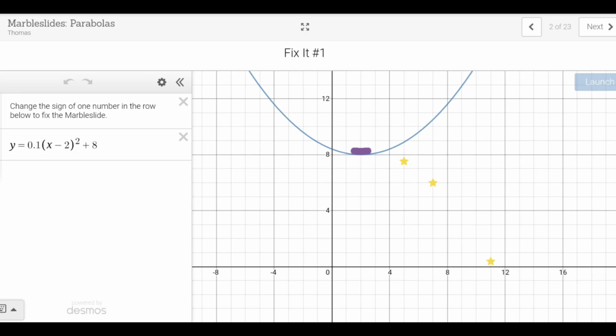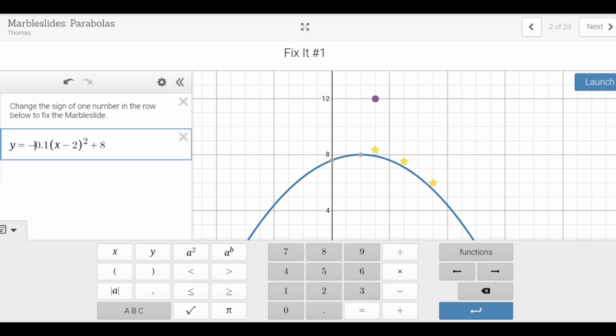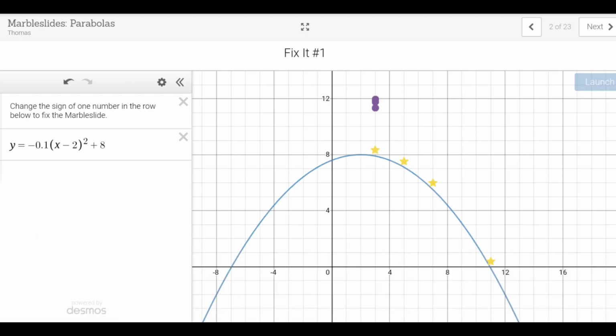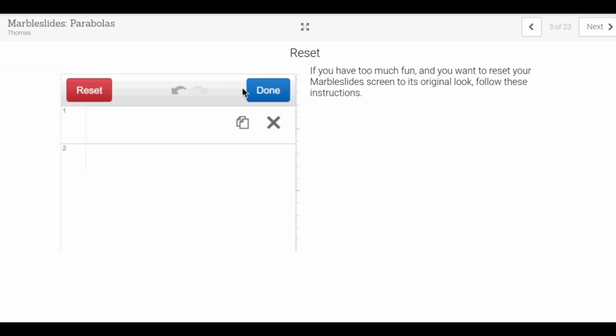So we need to change one number. What have we learned about quadratics? We know this should be concave down. So if we make this a negative value and then launch, now perfectly we end up getting the marbles. They're going to get harder as you go along, so make sure you're reading the directions and figure out what they want you to do. Let's go to the next one.